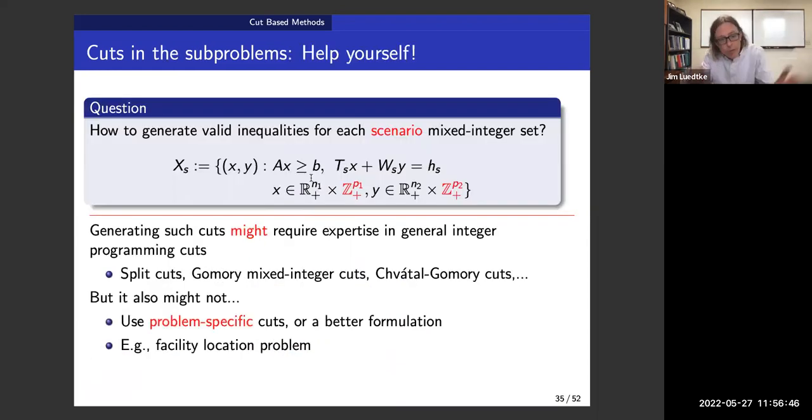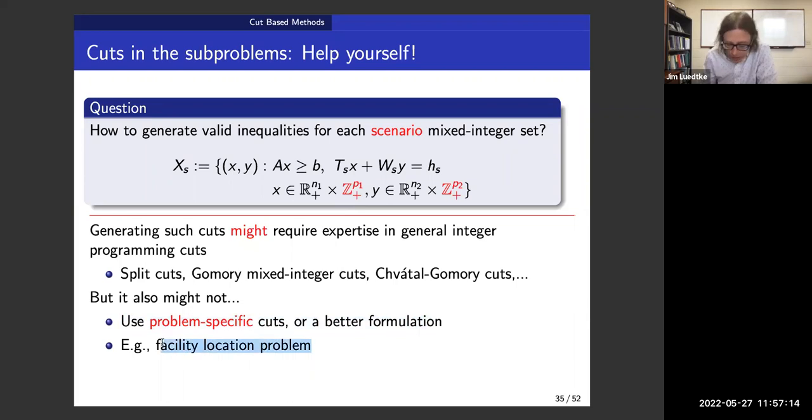Okay. So how do we generate these cuts for these single scenario sets? Well, again, you can go to general purpose MIP techniques. Unfortunately, in this case, you might not be able to take advantage of commercial solvers to do this for you because they don't see this formulation, right? You just have this solution, you're trying to generate cuts. So you might have to implement some things on your own in this case. That's kind of the downside of the subproblem stuff. But sometimes maybe you can just use problem-specific cuts or a better formulation.